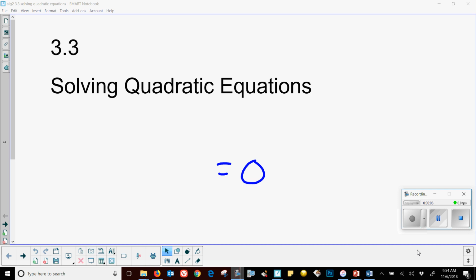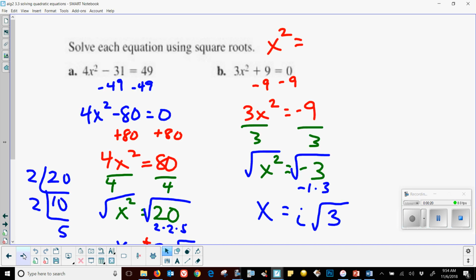All right, so we already kind of previewed this video in the 3.2 video. Basically, solving, we kind of want equal zero. If we don't have equal zero, it's not the biggest deal. We can work with, we can work without, either way. So solving quadratic equations. It's what we've been doing, but just with a little bit of different ending.